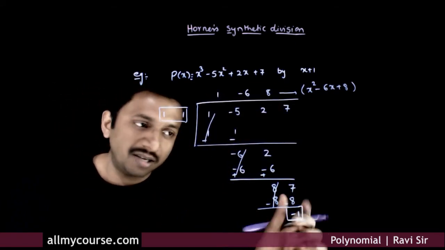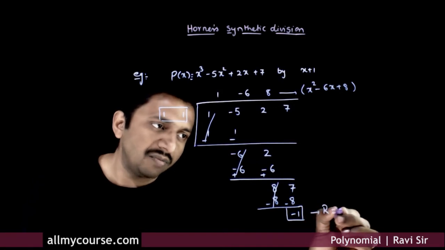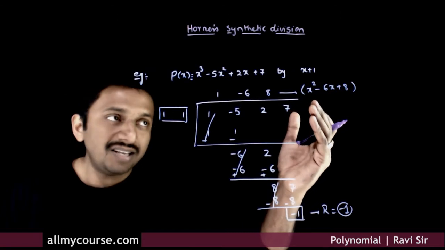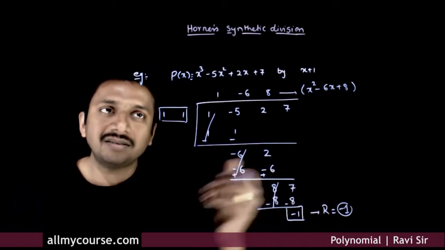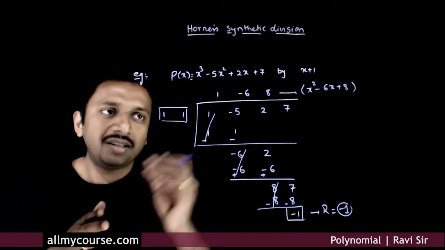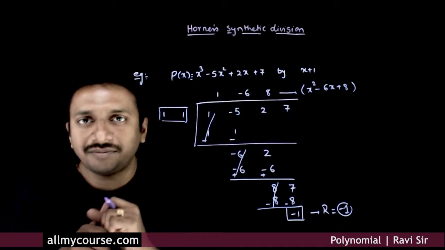And what is the remainder? You have only a single term. So the remainder is a constant which is minus 1. So you can see that you get the exact same answers from the Horner's synthetic division also, the simplification being that you don't need to write different powers of x.